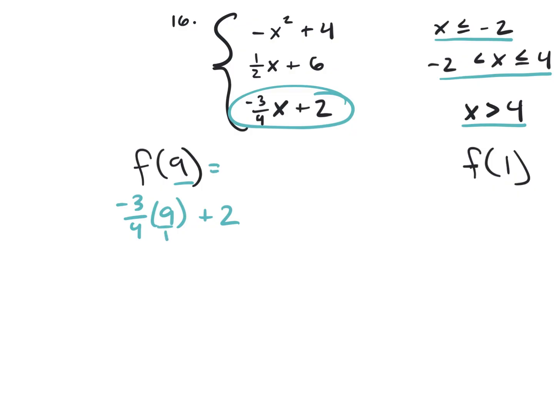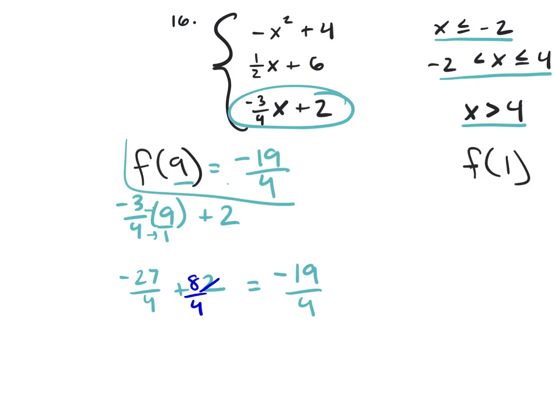So negative 3 over 4 times 9 over 1. Remember, multiply straight across. So that'd give us negative 27 over 4 plus 2. What do we need when we're adding with fractions? Common denominator. So I could make this 4. I'd multiply the top and the bottom by 4. So it'd be 8 over 4. Negative 27 plus 8. Negative 19 over 4. So f of 9 would be negative 19 over 4. So the important part here is just knowing which piece to plug it in, then you just have to do the math.